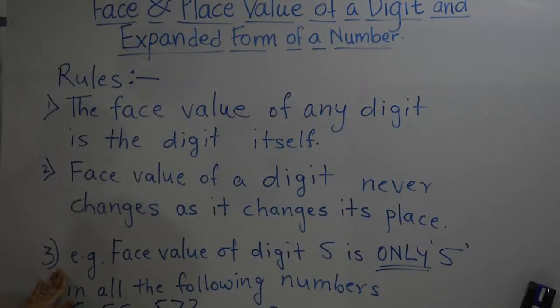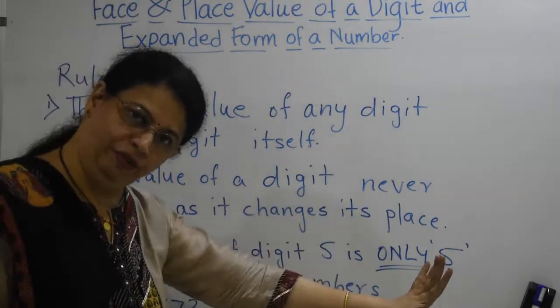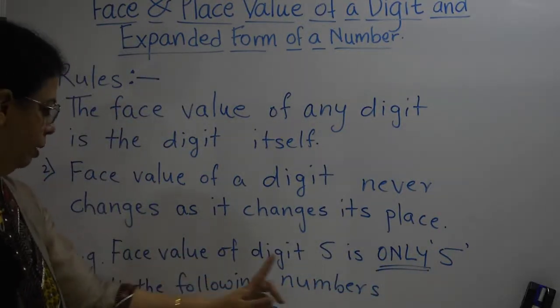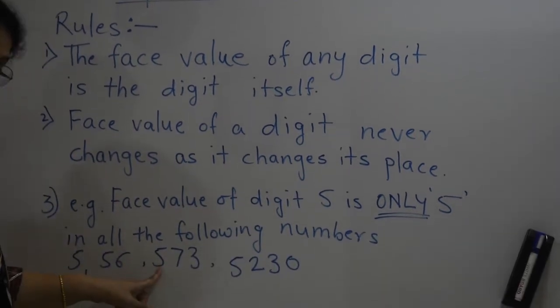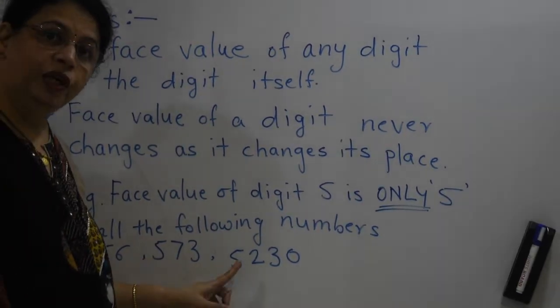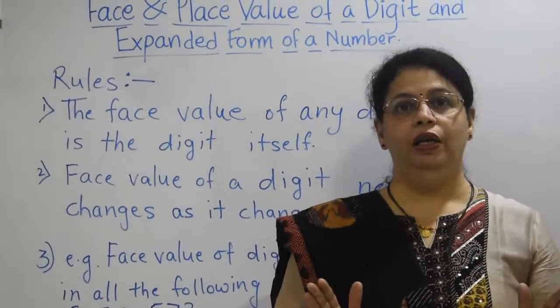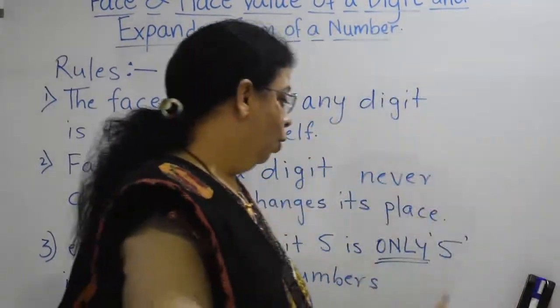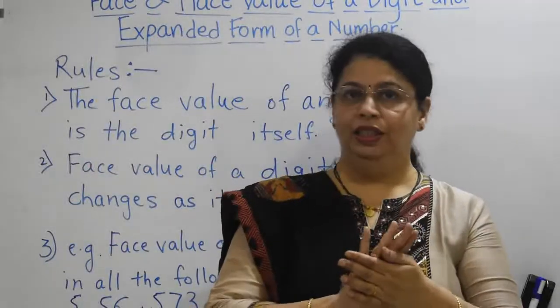I have given you some examples also. Face value of a digit 5 is only 5 in all the following numbers. 5, 56, here it was units. Here 5 is in tens place. 573, here 5 is in hundreds place. Here 5 is in thousands place. Even though 5 is changing its places, the face value of 5 will remain 5 only. Remember that. Face value never changes.